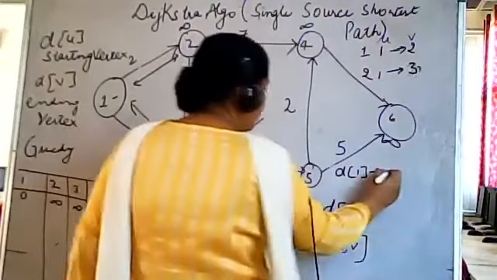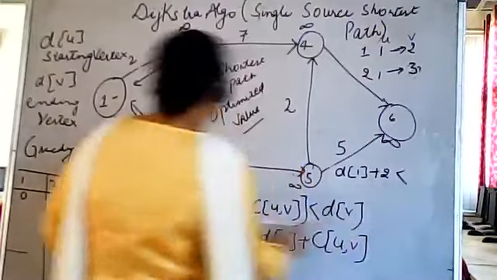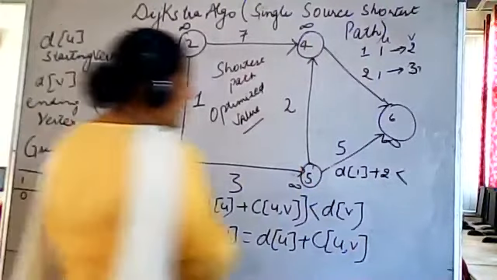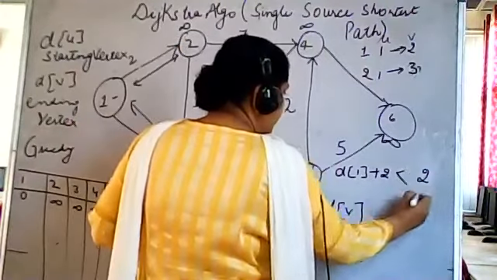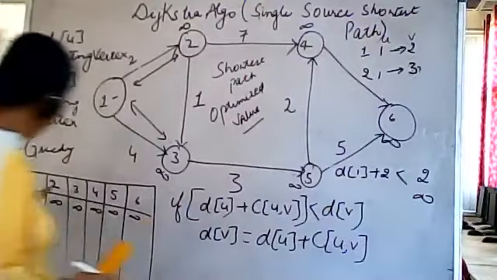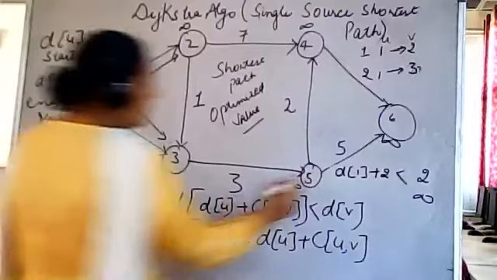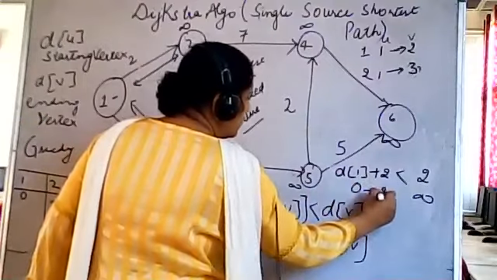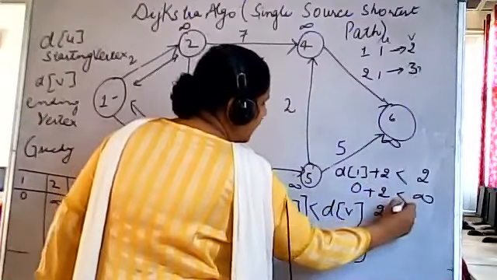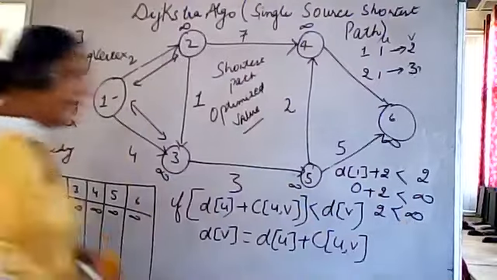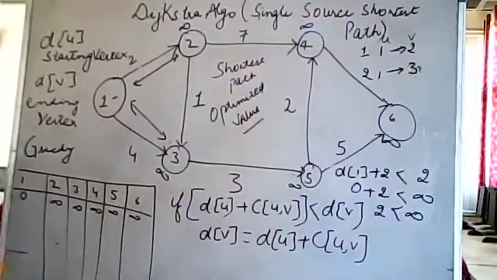So plus 2 is less than d of v. V is 2. So if I put d of v, that is infinity. So 0 plus 2 is 2, and 2 is less than infinity. So which value do we have to keep? We have to keep the smallest value.